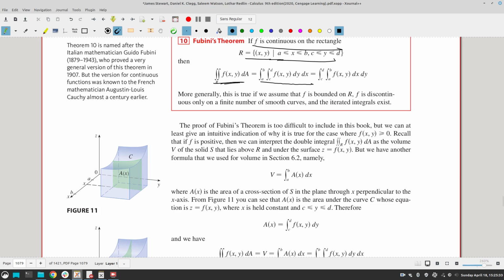Let's look at another way we can interpret that volume. So the volume is actually the integration of this cross-sectional area from x equals a to x equals b. It's basically this cross-section, integrated from x equals a to x equals b.